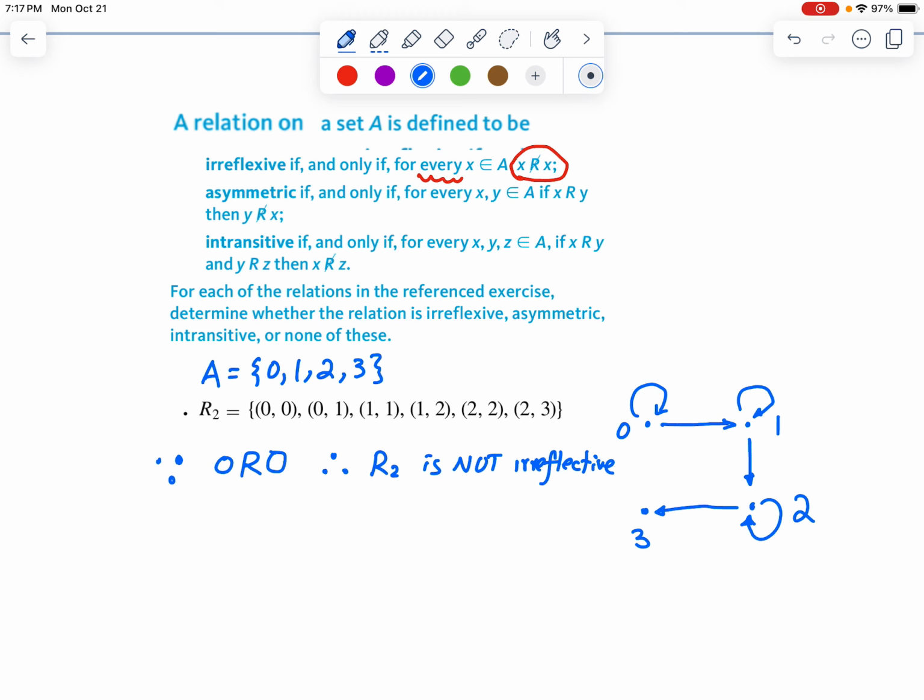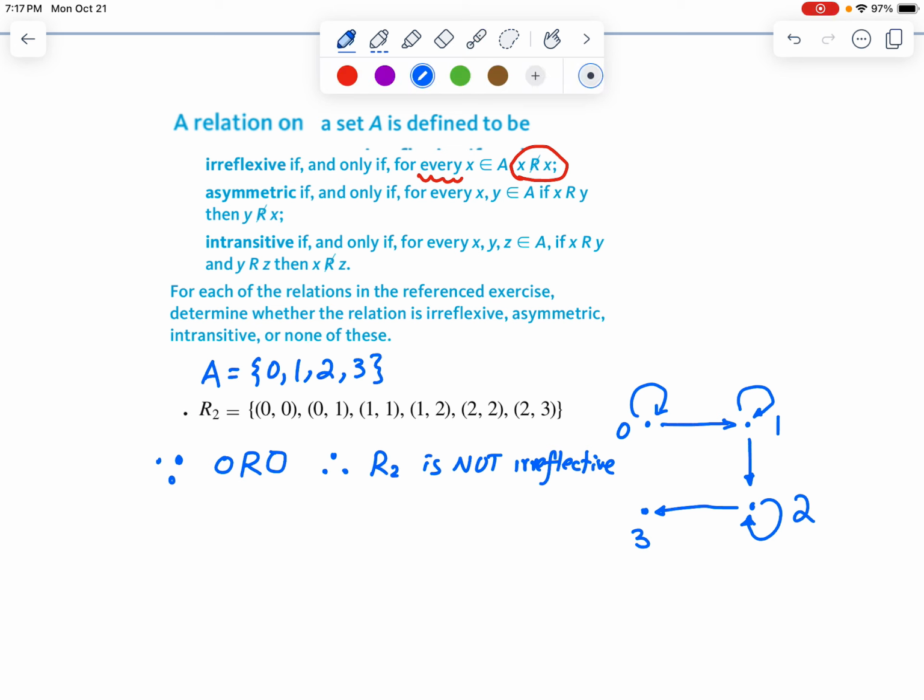Well, to be irreflexive, you cannot have that. And also you cannot have that. 1 is related to 1, you cannot have that. 2 is related to 2. Now we actually have 3 elements that are related to themselves, but we just need 1, right? 1 is enough to prove that it is not irreflexive.